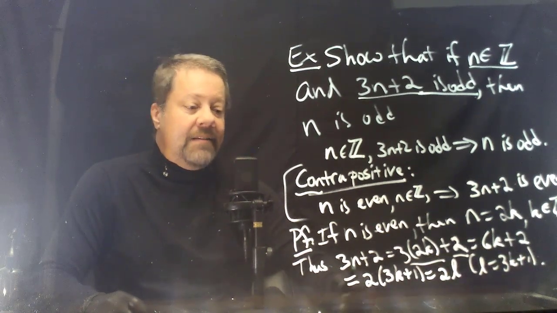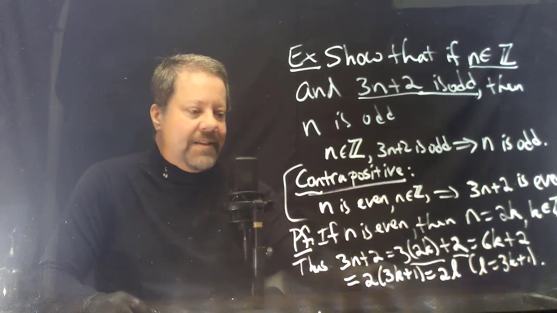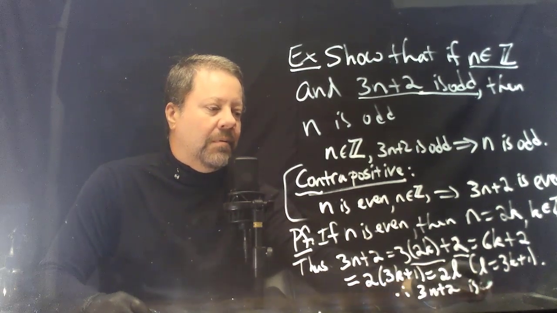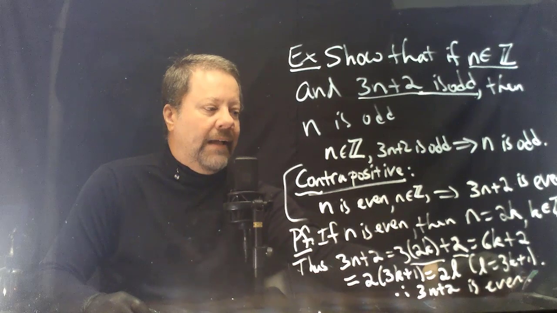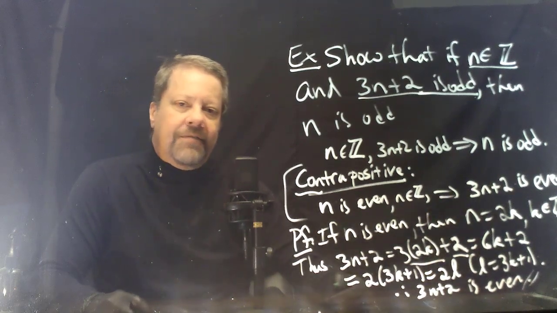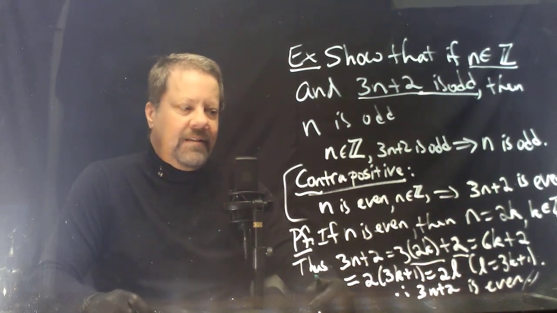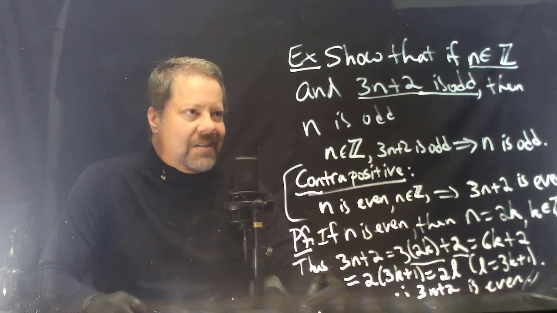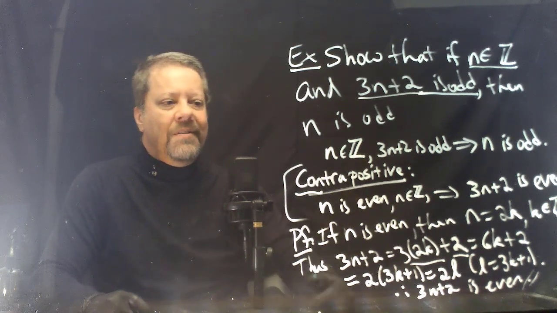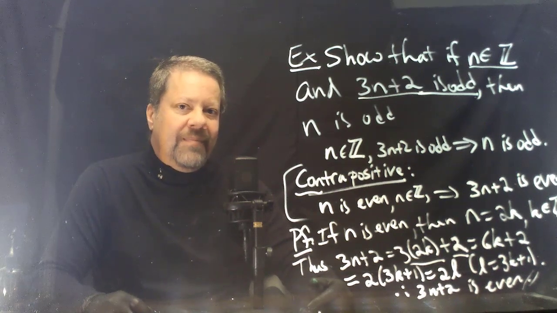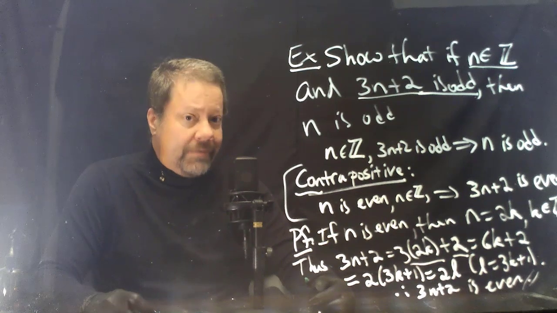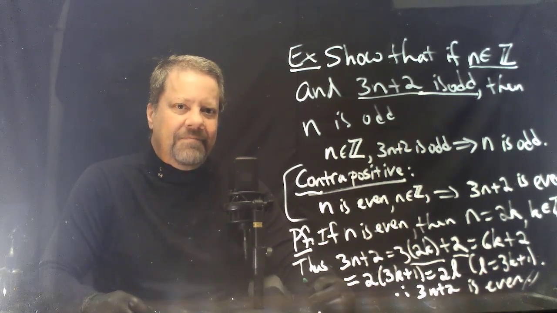That means that 3n plus 2 is even. And that is the conclusion of the contrapositive. That proves that the contrapositive is true. Consequently, we deduce that the original theorem is also true. Every logical implication is logically equivalent to its contrapositive.